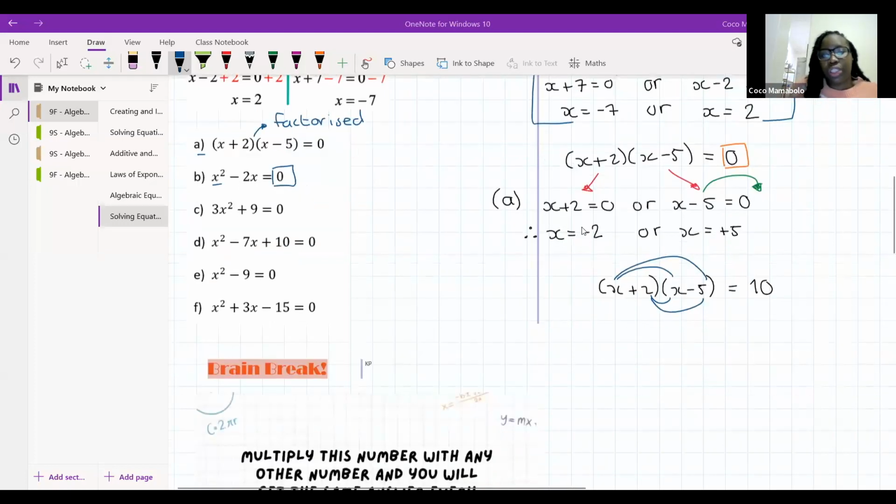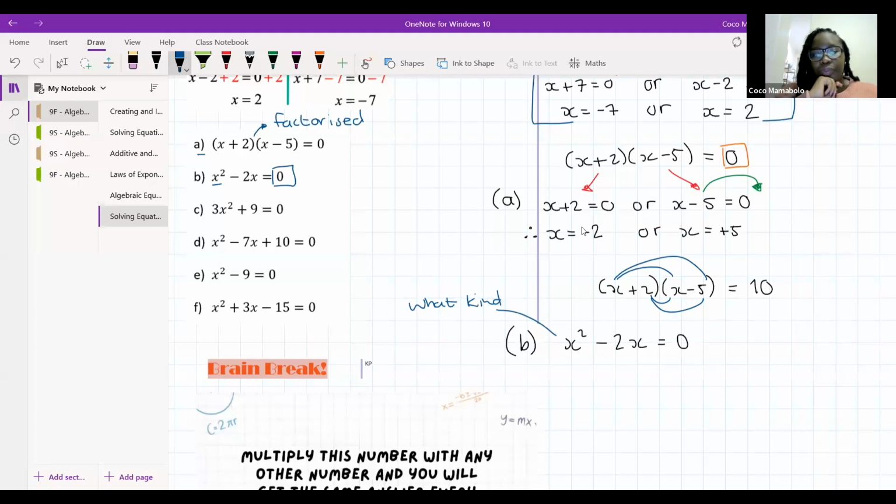Okay, good. So we're going to take this one, B, and we're going to go x squared minus 2x is equal to 0. But now, this kind of factorization over here is not a quadratic because it only has 2 terms. Has anybody spotted what kind of factorization this is? And I'll give you a high five, like through the screen, if you can figure it out. Oh, it's not going to be difference of 2 squares because 2x is not a square. What kind of factorization are we looking at?